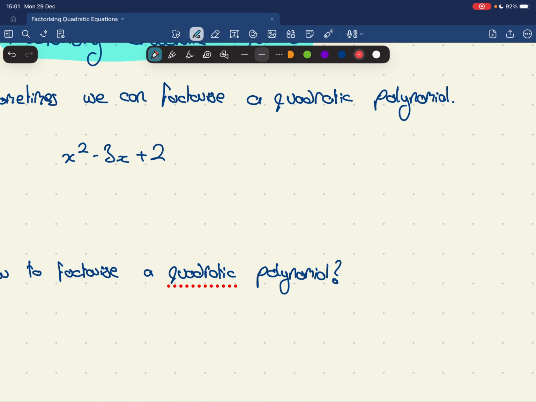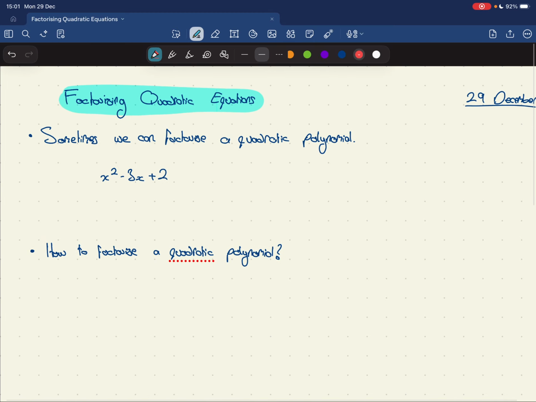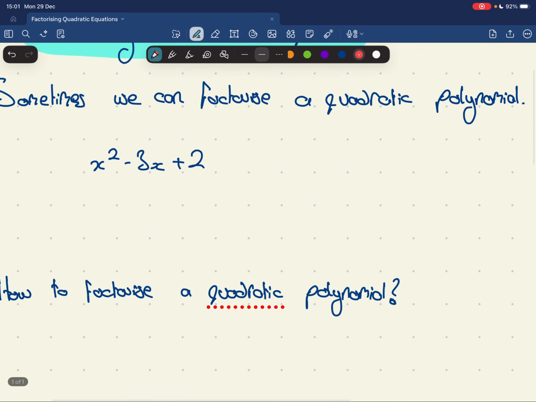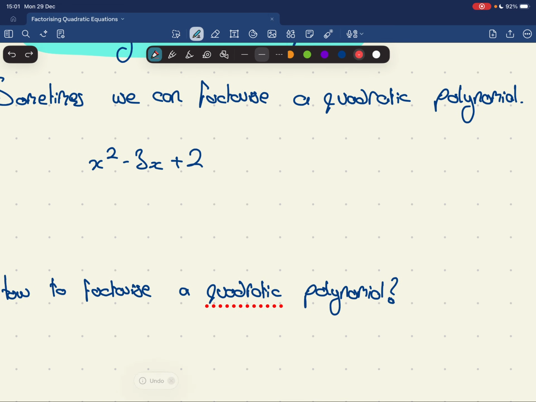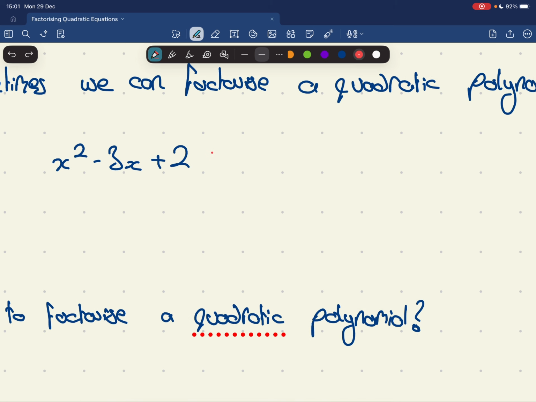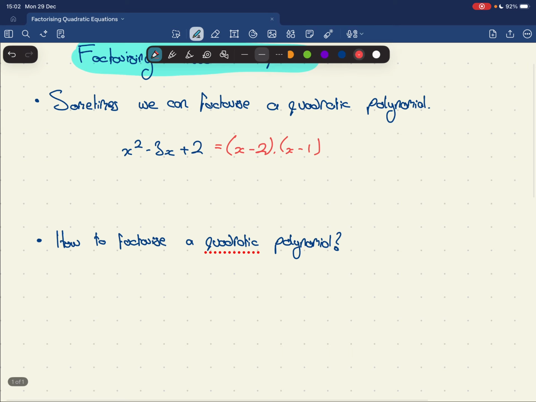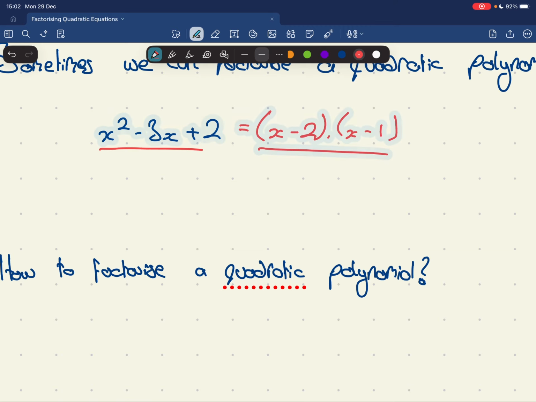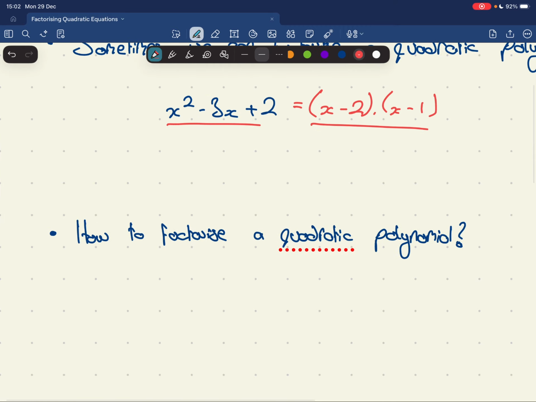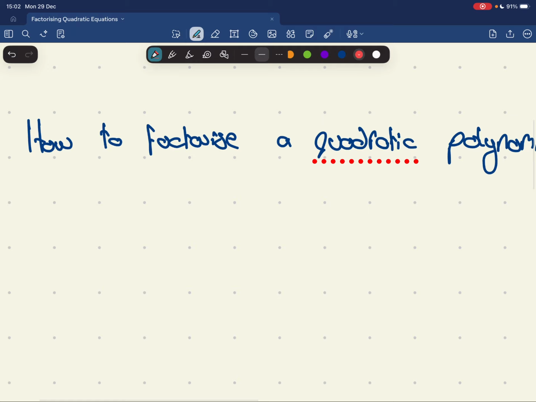So let's talk about what it means to factorize a polynomial. In this video I'm going to focus on quadratic polynomials and on solving quadratic equations. Let's take a look at this polynomial first. We can factorize this as x minus 2 times x minus 1. And if you expand the right hand side, you are going to see that it's equal to the left hand side. So let's talk a bit about how we go about doing this.